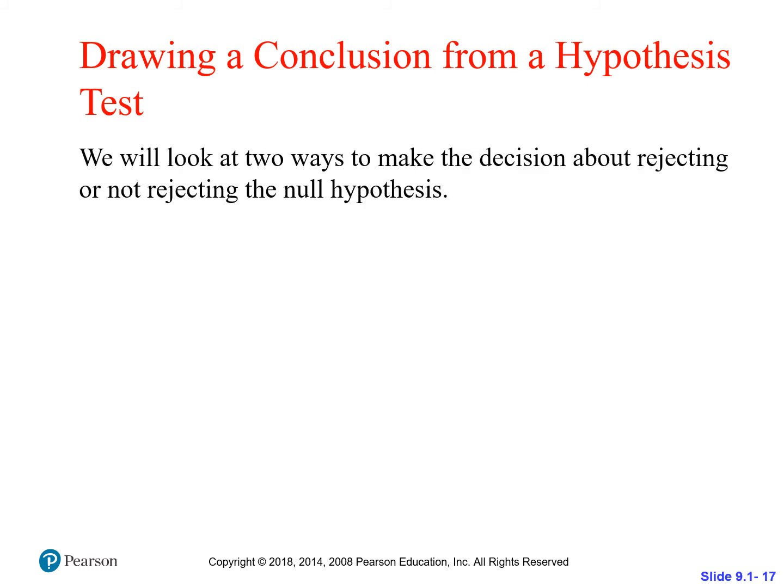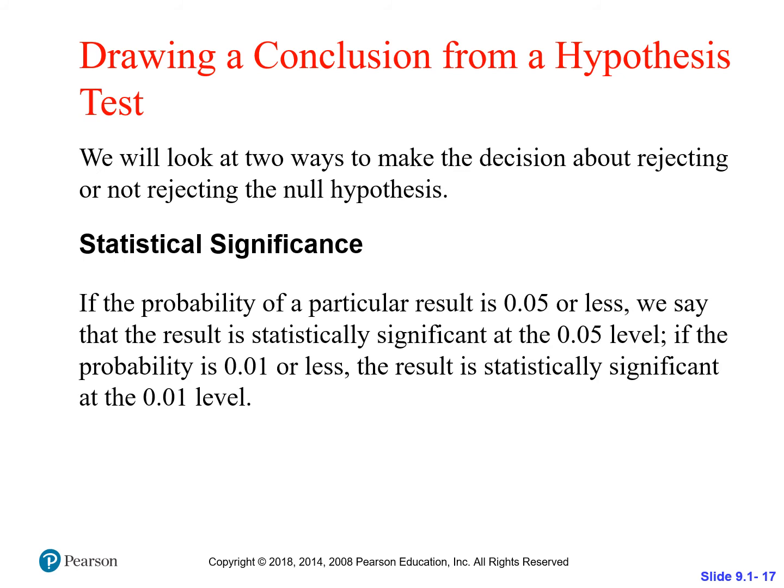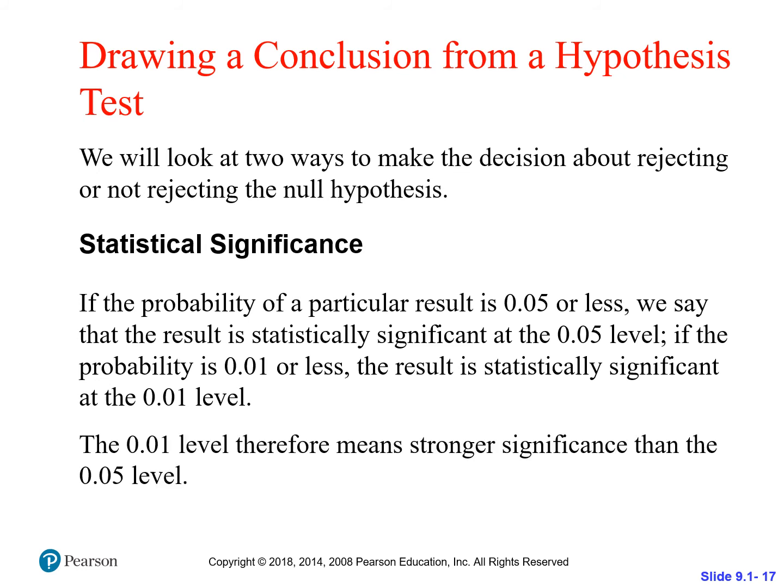So let's talk about drawing conclusions from a hypothesis test. We will look at two ways of making a decision about rejecting or not rejecting the null hypothesis. The first is statistical significance. If the probability of a particular result is 0.05 or less, we say that the result is statistically significant at the 0.05 level. And if the probability is 0.01 or less, the result is statistically significant at the 0.01 level. We've actually talked about this before in a previous section. So the 0.01 level, therefore, means stronger significance than the 0.05 level.